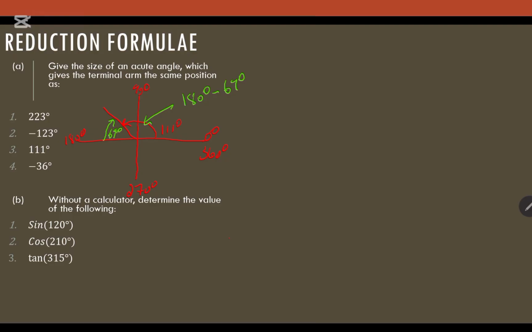This is the size of the acute angle that we are looking for. So I can now express this angle in this manner. If I am given sine of 111 degrees, this can be expressed as sine of 180 degrees minus 69 degrees. Now, this angle is found in the second quadrant and only sine is positive there. Therefore, the acute angle is 69, so this will give us sine 69 degrees. So sine of 111 will give us the same value as sine of 69 degrees.